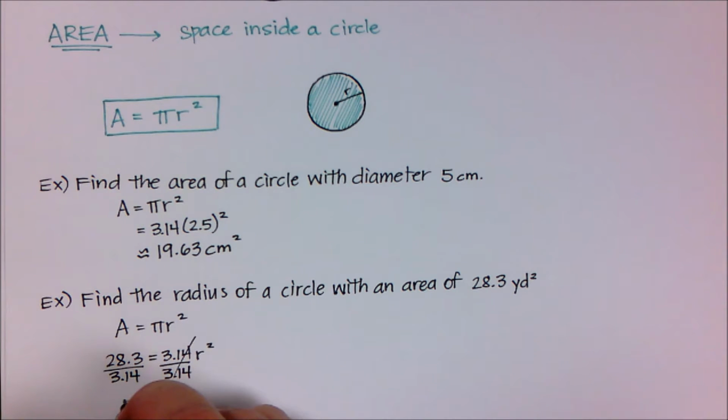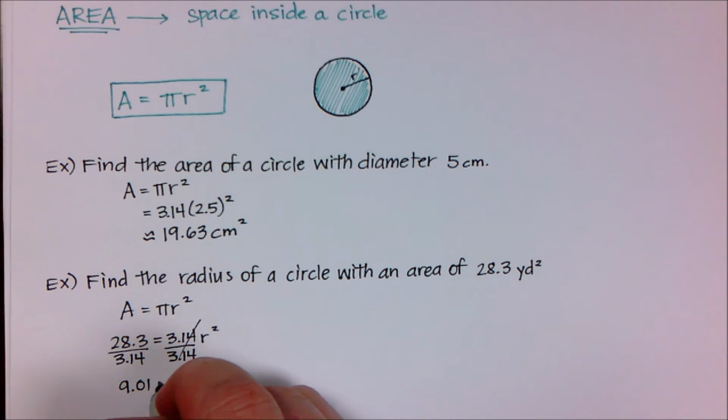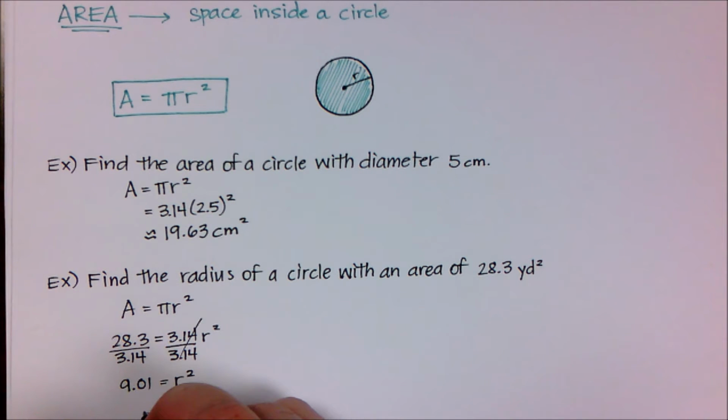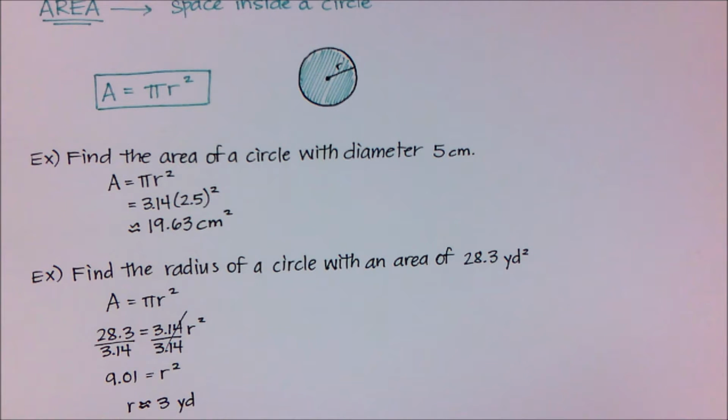And then we're going to find that this is just about 9. It's 9.01 in your calculator. And that equals radius squared. And then when I take the square root of both sides, I'm going to find that the radius is, well, it's just about 3 yards. And I'm done with finding the area. Or not the area, but finding the radius from the area.